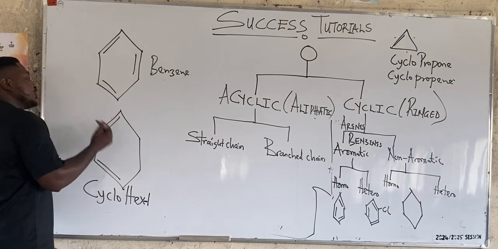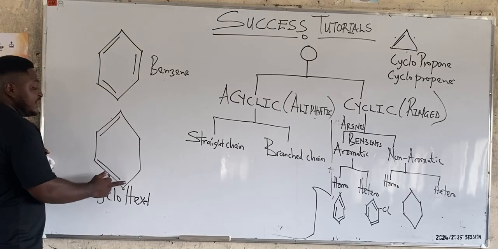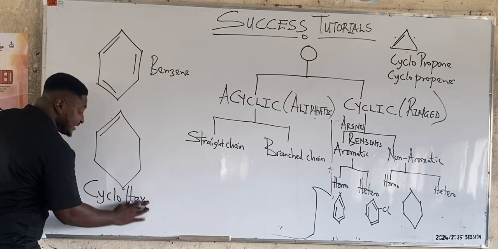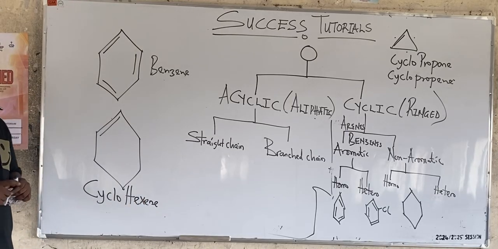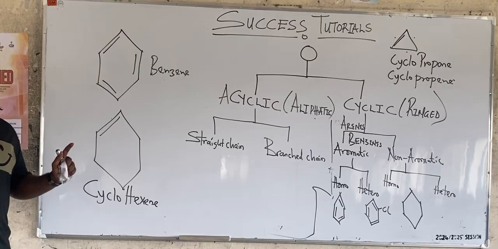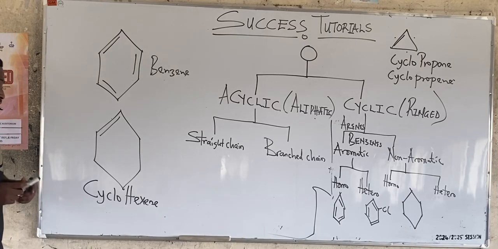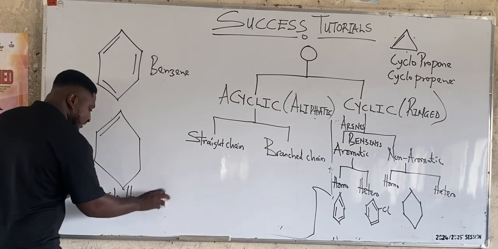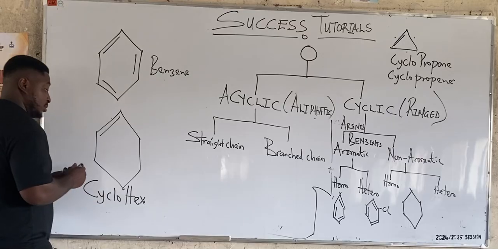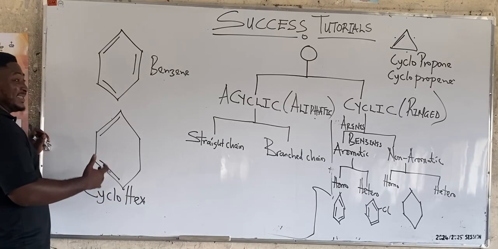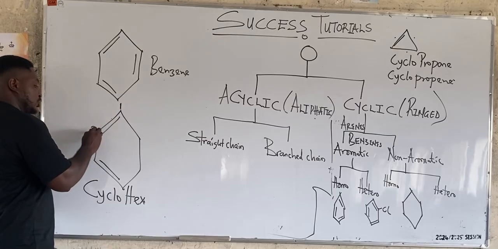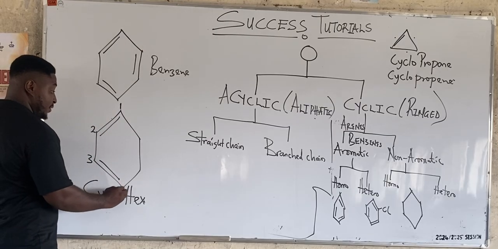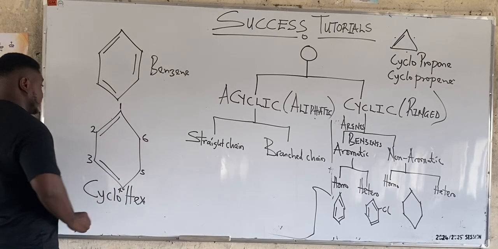Now class, I must number this. There are 2 double bonds here. If there was only 1 double bond, it would have been cyclohexene, and I would have been done. Just 1 double bond, cyclohexene, I'm done. But there are 2 double bonds, class. So I cannot just say cyclohexene. I must now number the double bonds 1, 2, 3, 4, 5, 6.